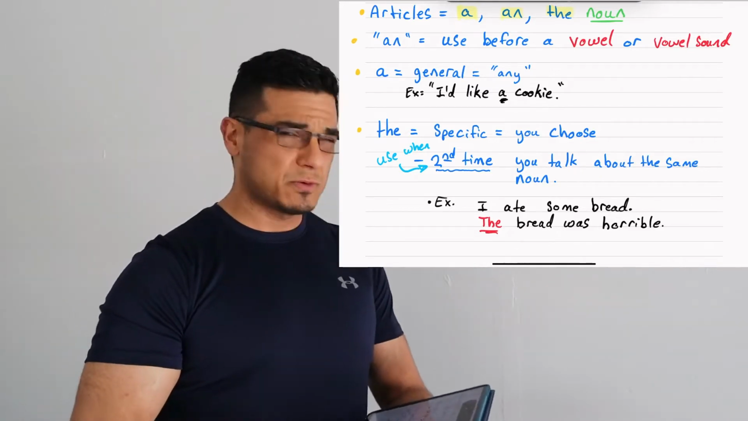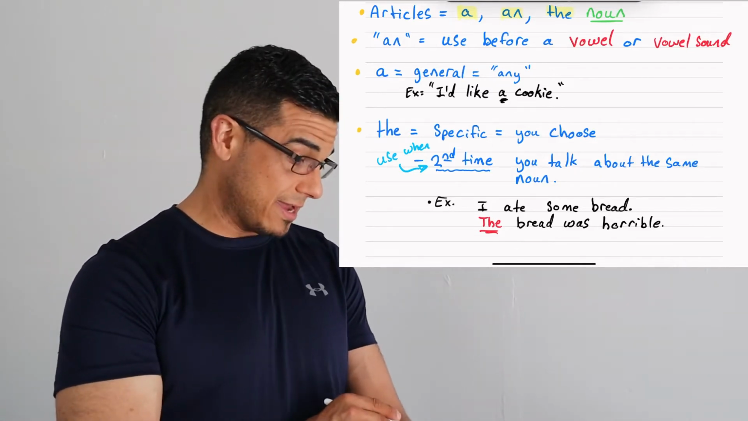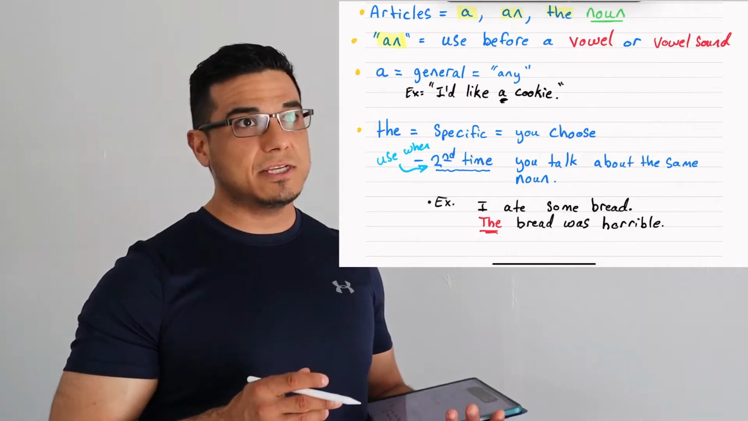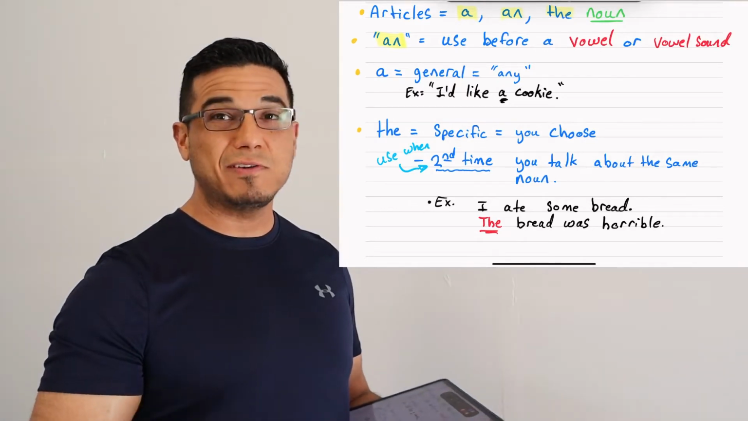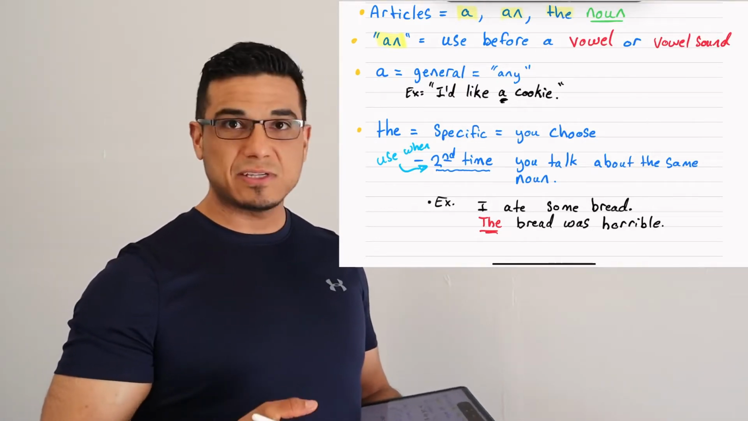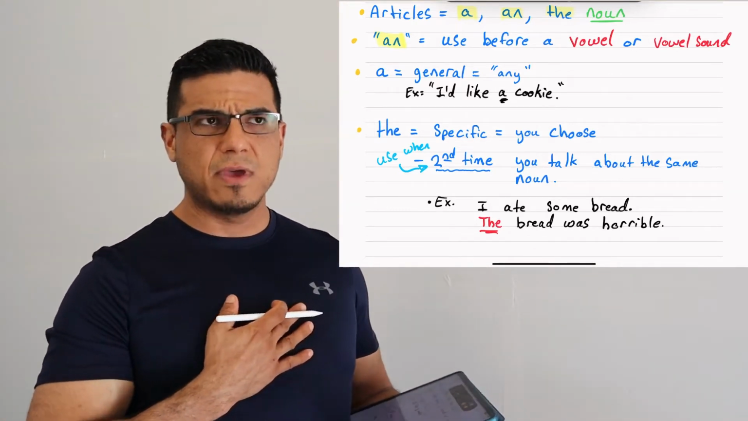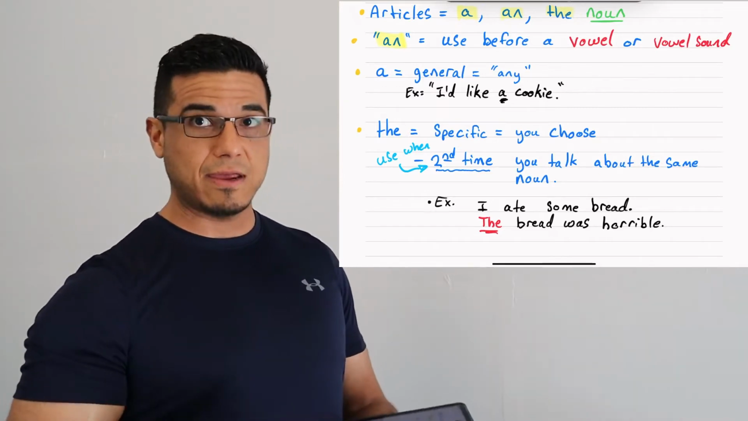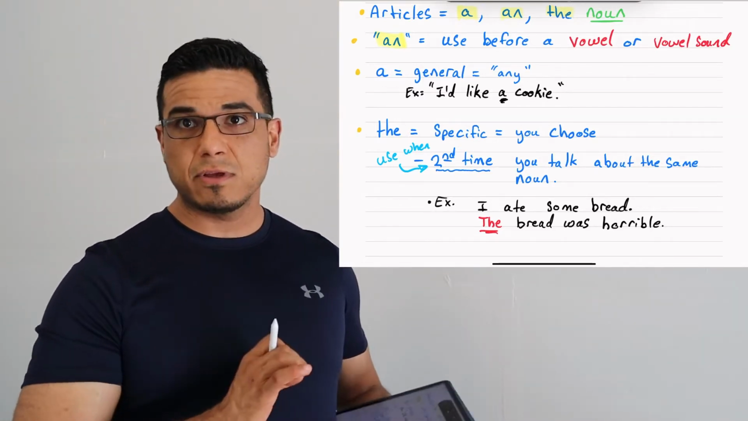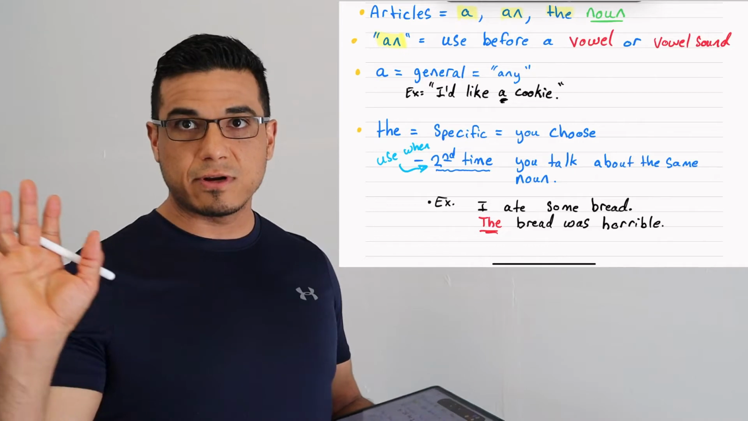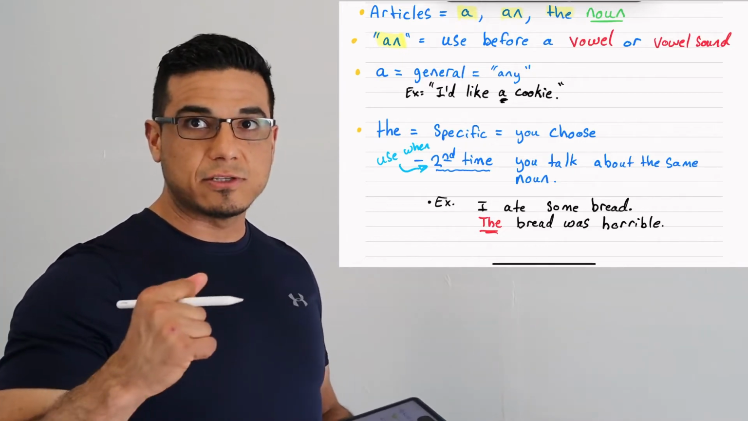All right, so we're going to go ahead and take a look at the first article, which is an. An is probably one of the more confused of the articles because oftentimes, at least in my class, I've seen students struggle to determine whether or not to use a versus an. And so I can just tell you a really quick, simple rule that once you learn it, you'll know every time. So let's do it.